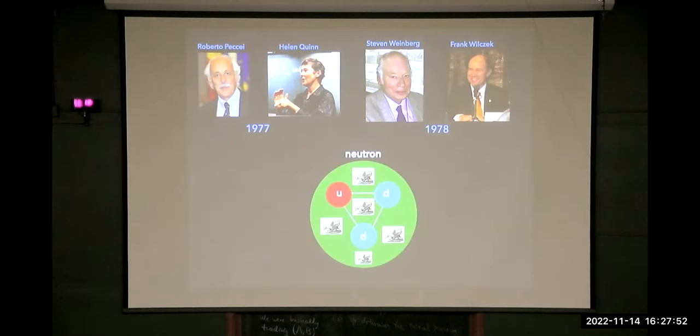So the picture which emerges from the late 1970s is that perhaps inside of the neutron, there isn't just quarks and gluons, but there's also these axion particles. And their job is to prevent the neutron from having an electric dipole moment by minimizing the energy of the neutron.